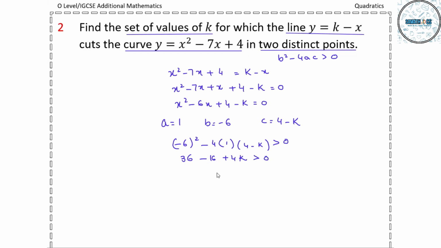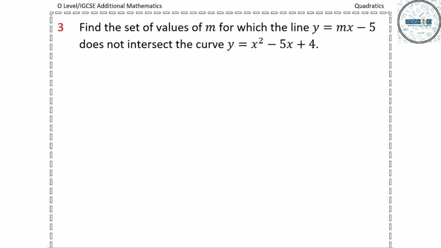Then 36 minus 16 is 20. So 20 plus 4k is greater than 0, and 4k is greater than minus 20. Now we will divide minus 20 by 4. So k is greater than minus 5. These are the set of values of k for which the line y is equal to k minus x cuts the curve y is equal to x squared minus 7x plus 4 in two distinct points. Let's do another question.